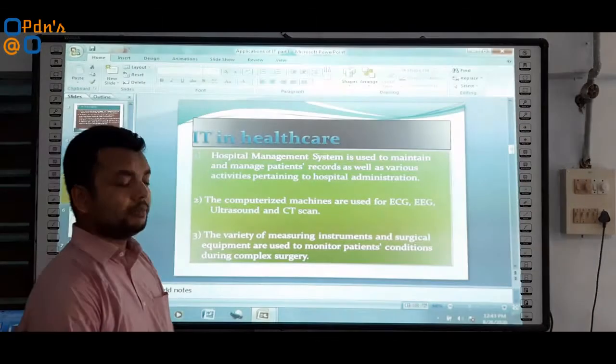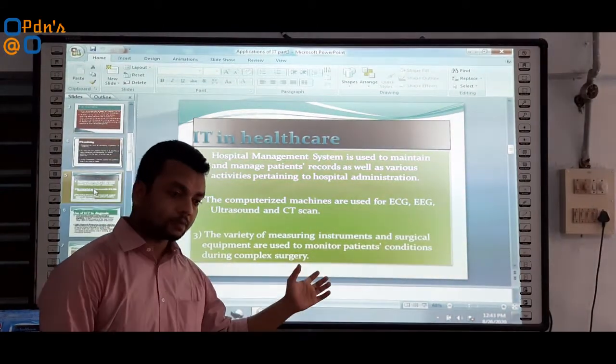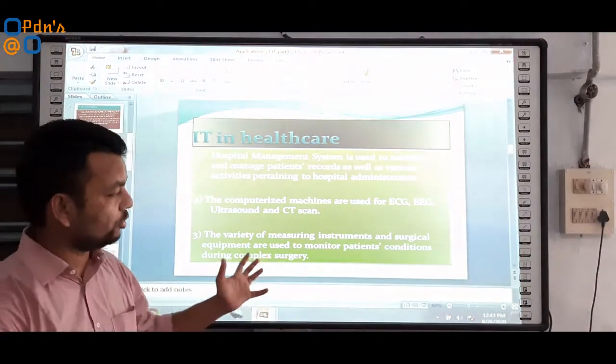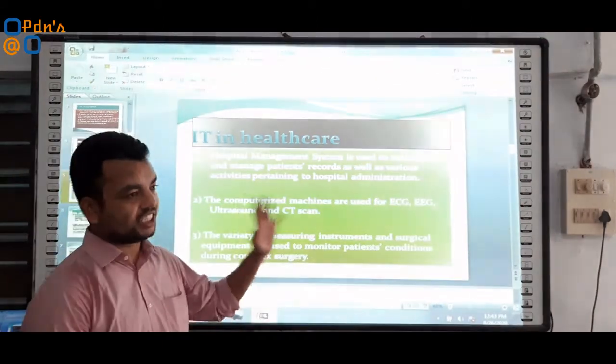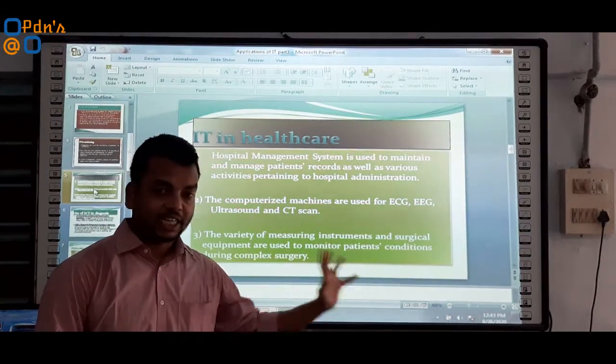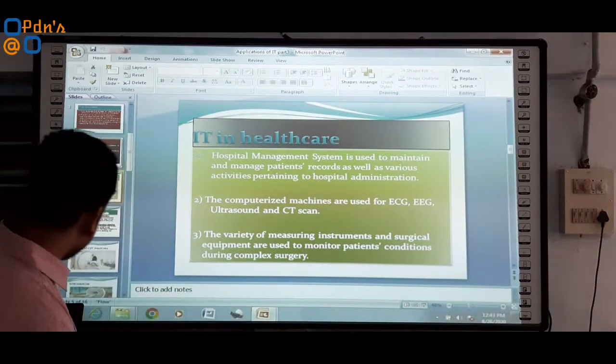Now, let us come to some of the devices which utilize information technology in the field of healthcare. We will discuss each and every one in detail with their diagram and description. So, let us come.